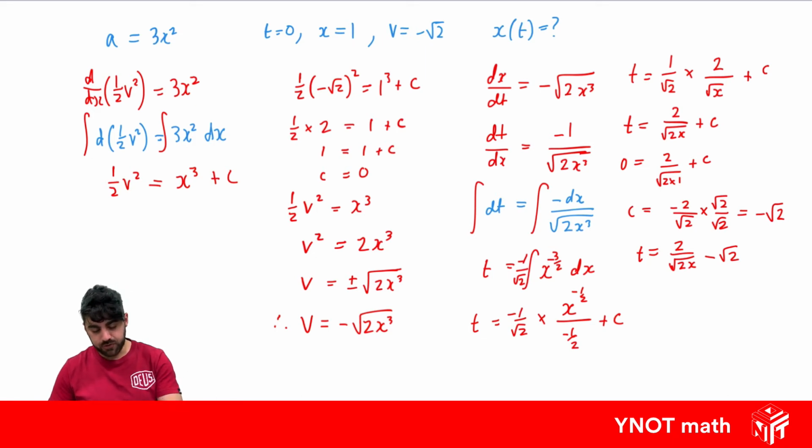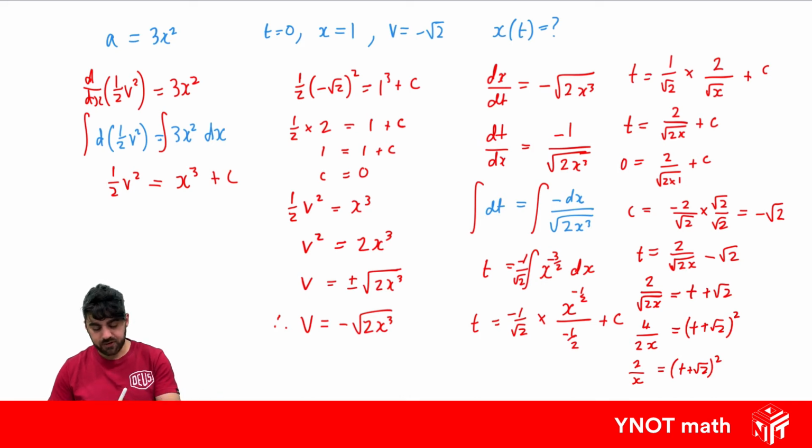So from here, let's add the root 2 over. So we're going to get 2 over root 2x equals t plus root 2. Let's square both sides to get rid of the root around the x. So we get 4 over 2x equals t plus root 2 all squared. Then the 4 on 2 will simplify to just 2 over x equals t plus root 2 all squared.